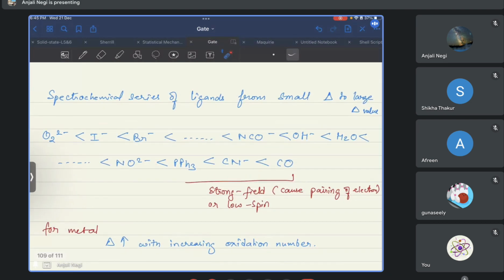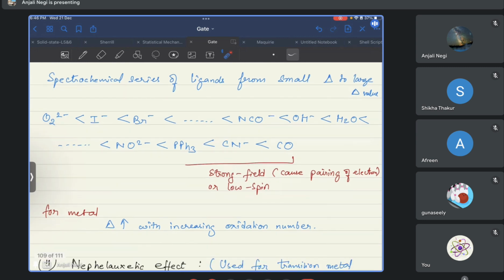So this is the particular series you must have seen. From I negative, the weak field ligand, then Br negative, going up to cyanide CN negative and up to CO. This is the spectrochemical series that you have seen till now. For metals also, if you want the spectrochemical series, just arrange the metals given to you by their oxidation number. The higher their delta value, the further right they will be in the series. Basically, the higher the oxidation number, the higher the delta value of the metal ion also.